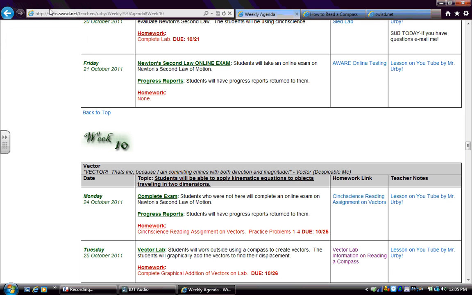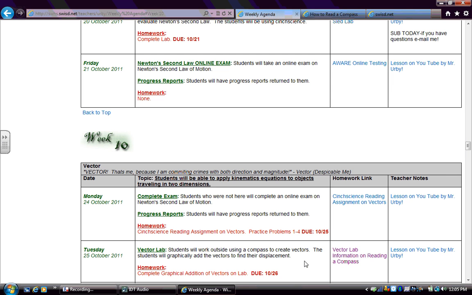Okay, so today's lesson is for Tuesday, October 25th, 2011. We'll begin today's lesson by talking about how to use a compass. You'll notice that at each lab table there is a compass. You're going to want to be referring to that compass as we go through directions on how to use it.